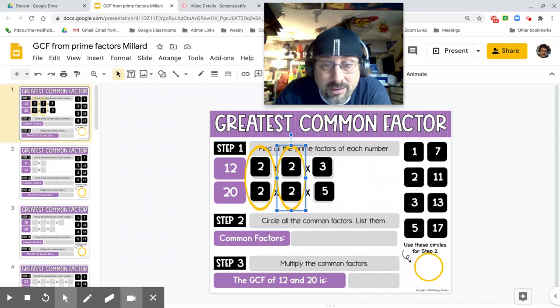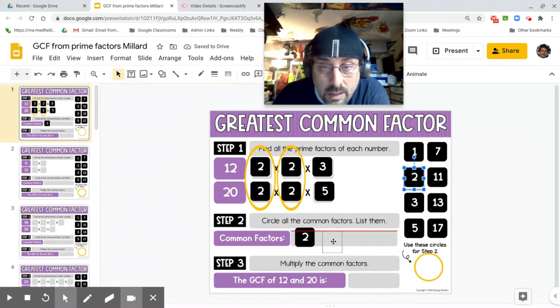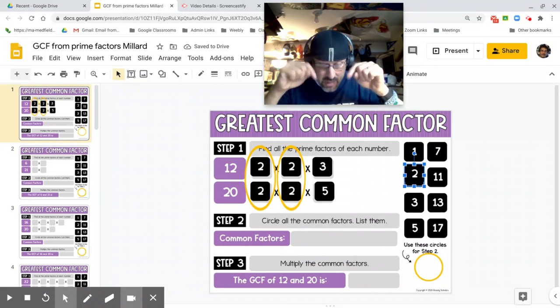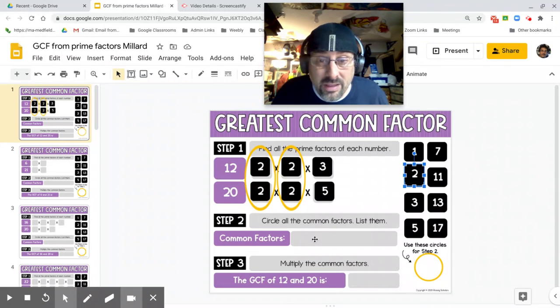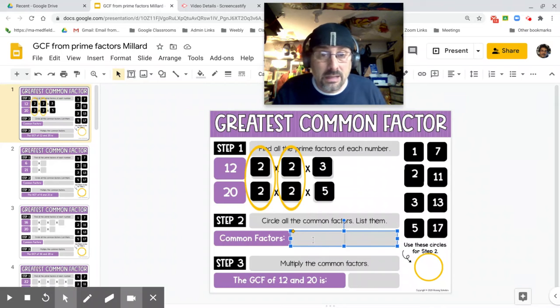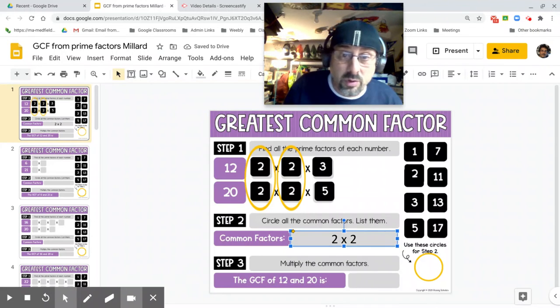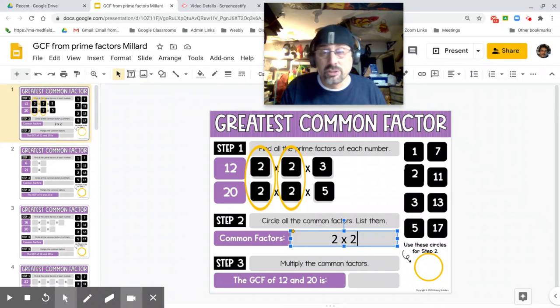So we're going to put those common factors right in the box way down there that says common factors. So there's the 2, and there's another 2. So what we can do is click down there on that text box, and we will put in the common factors. So there's my click. I got a common factor of 2, and I've got a common factor of 2 again. So those are the shared common factors. And what is 2 times 2?